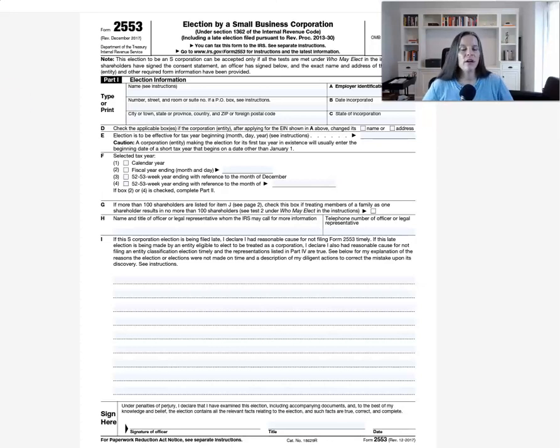I do want to talk about a limited situation where an S Corp might not be beneficial, and that is for businesses that operate in New York City or Washington, D.C. The reason is that New York City, I'll use that as an example because that's where I'm based, but the same applies for Washington, D.C., does not recognize the S Corp treatment. So they're going to treat you as if you're a C corporation, and they're going to impose a corporate tax on you.